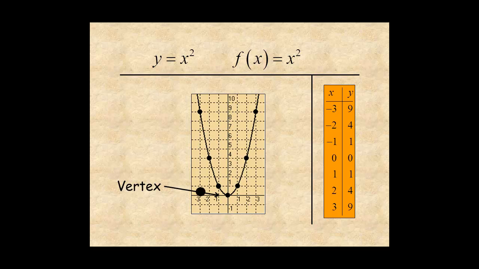The vertex is the point where the axis of symmetry intersects the parabola. The lowest point on the graph is the vertex. The graphs of all quadratic functions are variations of this smooth, symmetrical, arc-shaped curve.